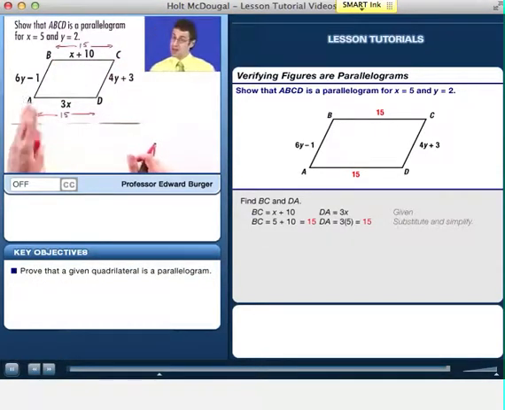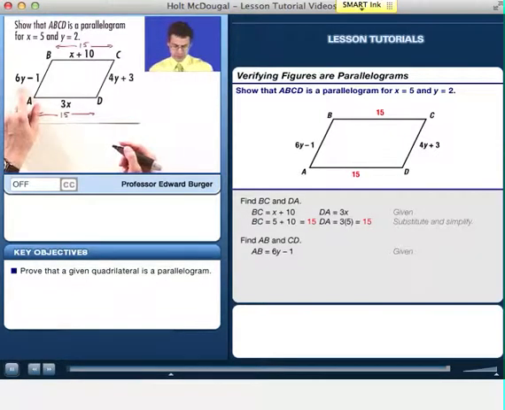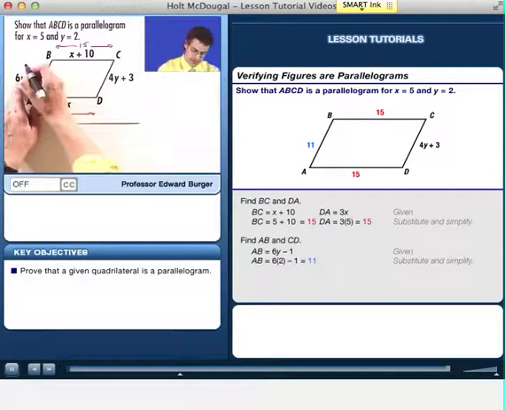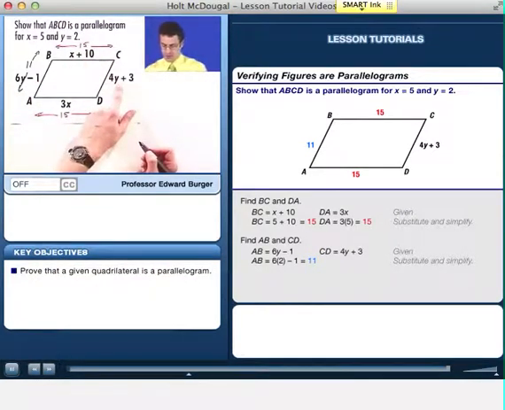Now, that's not enough to be a parallelogram, but we're given that y actually is equal to 2, so I can figure out these lengths as well. If I put in 2 for y, I see 6 times 2 is 12, minus 1 is 11. So this is 11 right here. And what about here? When I put in 2 for y, I see 8 plus 3 is 11.